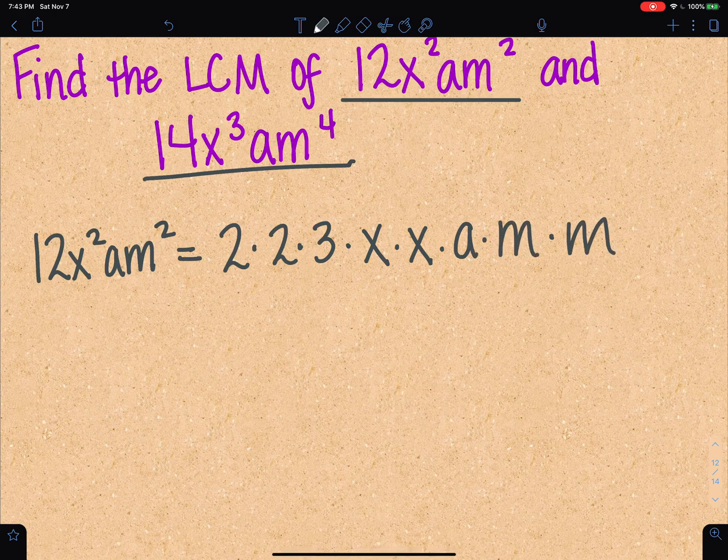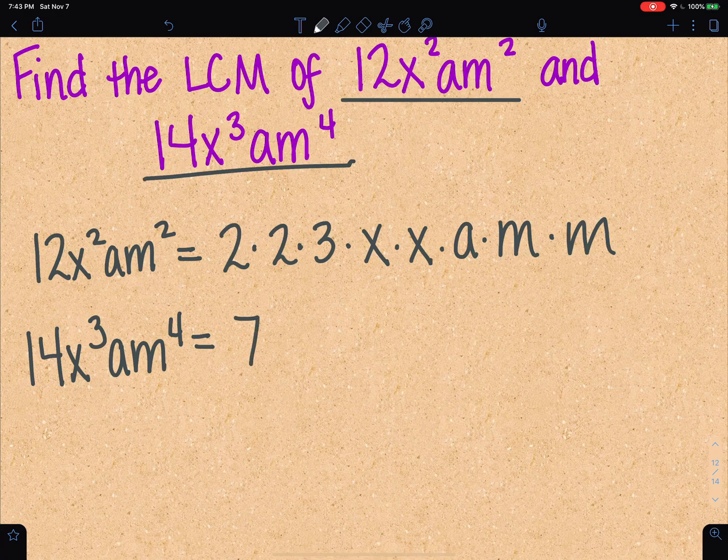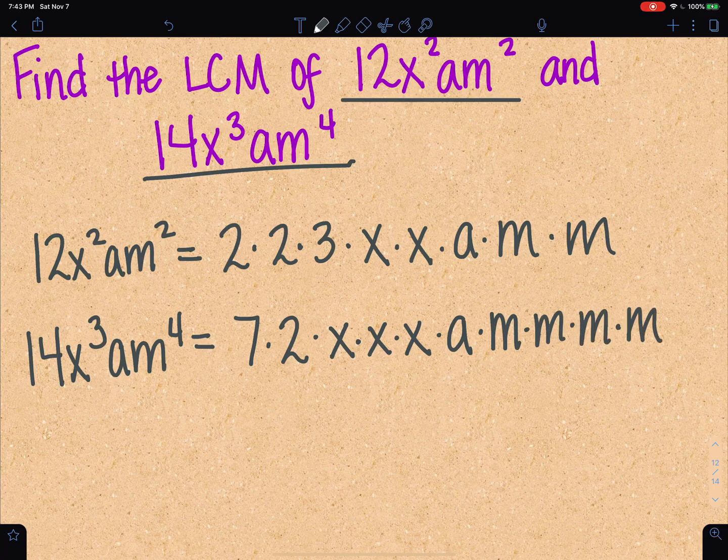All right. Now let's do the next one. Now we're going to do 14x cubed am to the 4th. Please write your work out like this. 14 is what? 7 times 2? And 7 and 2 are prime numbers, so I can just do that. And then x cubed is x times x times x times another a times 4 m's this time. 1, 2, 3, 4. Okay.